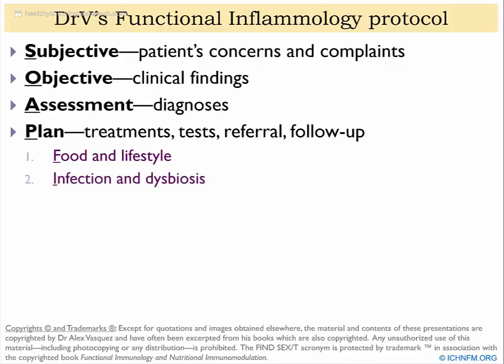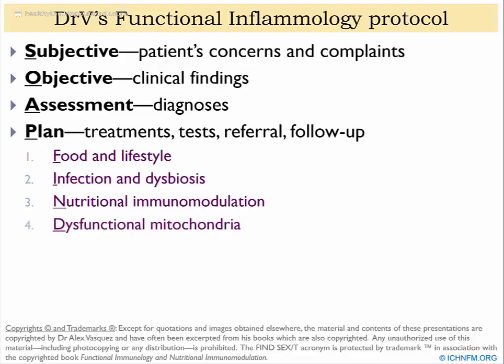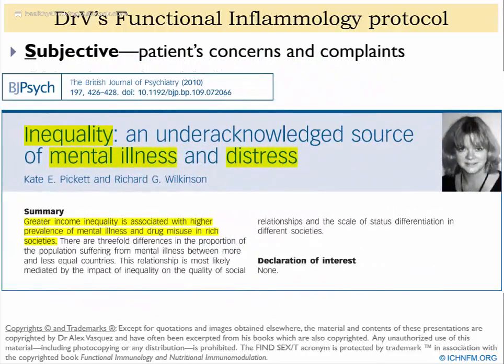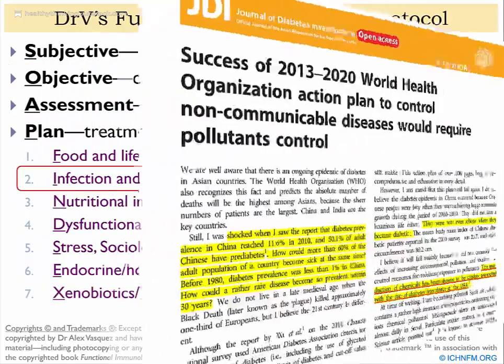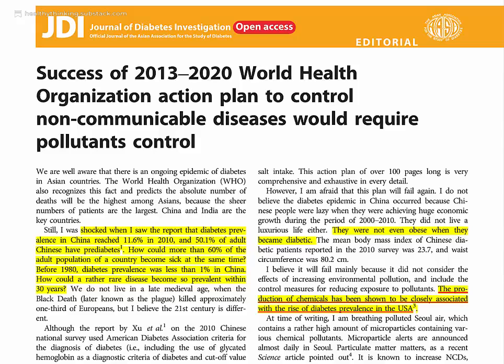these persistent infections and dysbiosis, nutritional immunomodulation, which is relevant for allergy, asthma, and metabolic inflammation, such as we see in insulin resistance and diabetes. Also, dysfunctional mitochondria and dysmetabolism, stress, psychosociology and style of living, and also sleep optimization, endocrine and hormonal imbalances, and the total toxic load and total xenobiotic load.